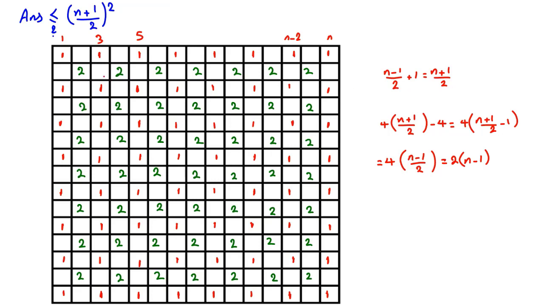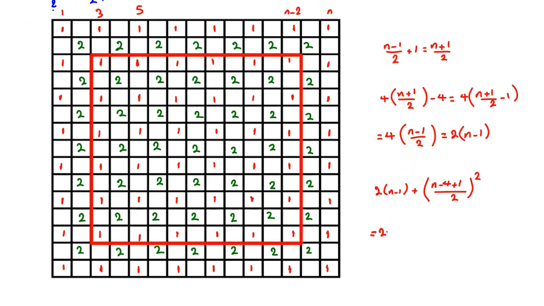Here, I want to prove the number of white cells, the number of ones, equal to n plus 1 over 2 whole squared. Again, I can use induction. In this part, I found that it is 2n minus 1. Then let me tell you inside that. Inside that, it will be this figure. If I use the same formula, it is for n minus 4, n minus 4 plus 1 over 2 whole squared. So it will be 2 times n minus 1 plus n minus 3 over 2 squared.